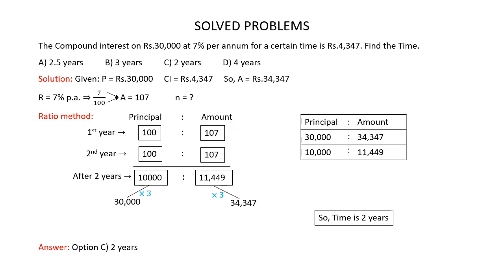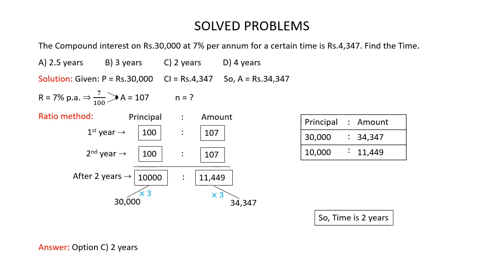Now here, if you divide 30,000 by 3, you get 10,000, and 34,347 divided by 3 is 11,449. As you can see here, 10,000 is nothing but 100 squared and 11,449 is 107 squared. So on reducing the principal and the amount, we get perfect squares here.